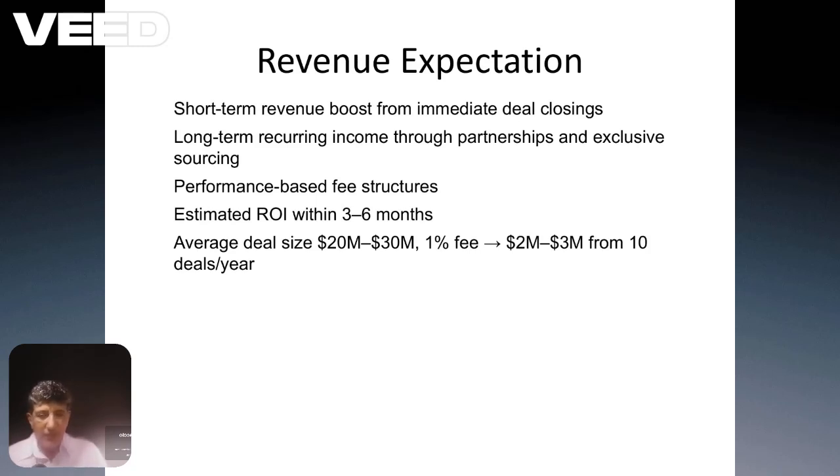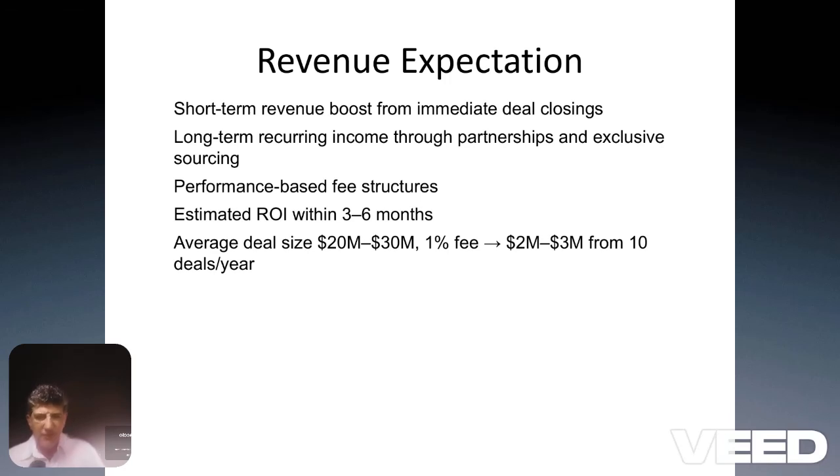What kind of revenue are we expecting? Well, most of the time we're going to get 1% on assets that are $20 to $30 million minimum. And even if we did 10 deals a year, which would be horribly low, and for the sources that we have, it's not going to be that low, we easily expect to be doing $2 to $3 million per year.